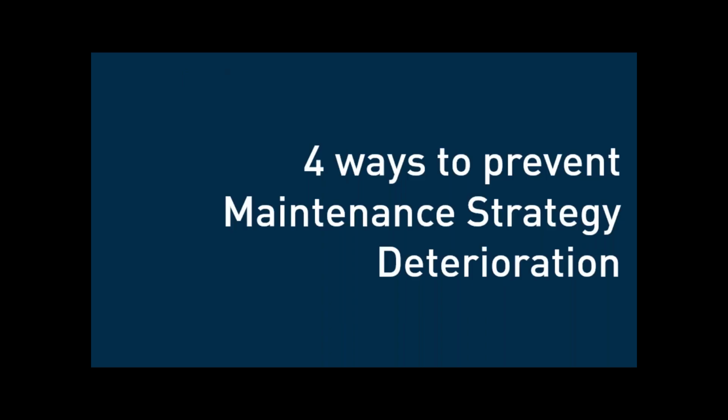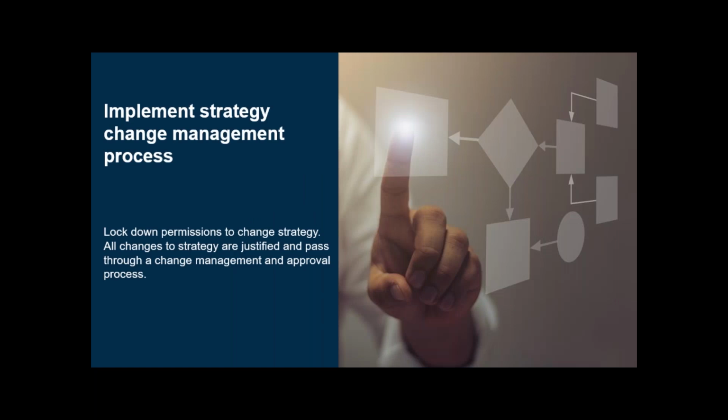So the way we see it, there are four groups, four different ways that we can prevent this deterioration from happening. And I'm sure you're already aware of what some of those are, based on some of the poll questions and the conversation up till now. But let's look at the first one: we need to implement a strategy change management process. We need to be able to lock down those permissions to prevent people from changing strategy who don't have the understanding of just how that will affect performance.